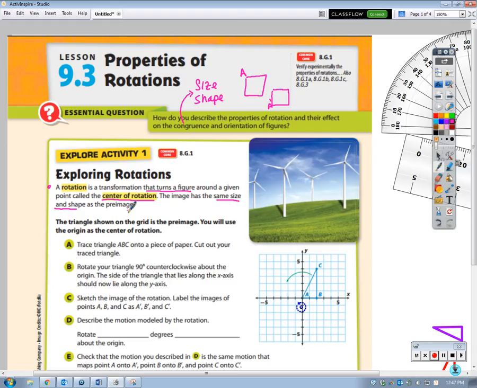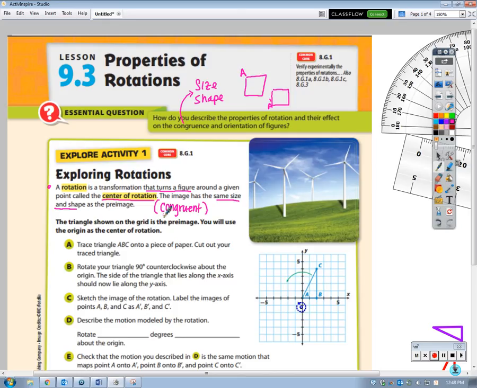So right there in that definition, it told us that shapes after being rotated have the same size and same shape, so they would be congruent. Keep that in mind. Rotations are congruent from image to pre-image.